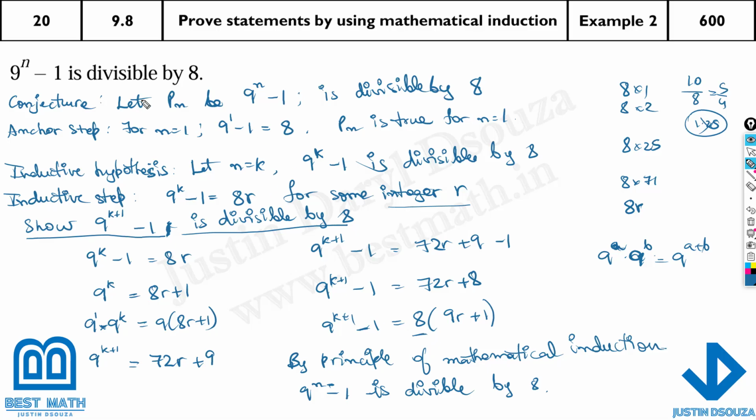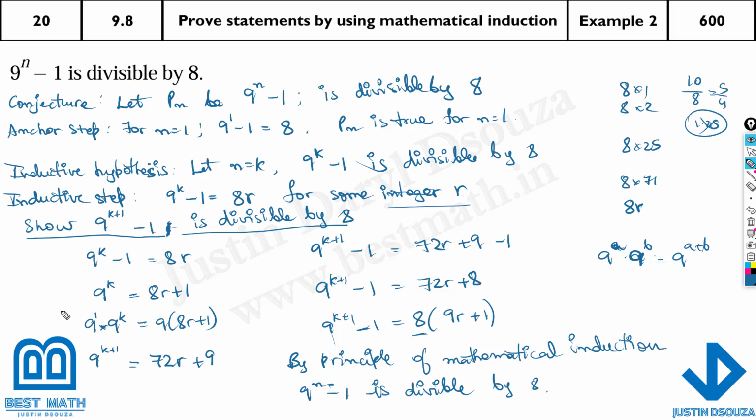Now the most important thing is writing the conjecture, anchor step, induction hypothesis, inductive step. The solving is very, very important. You can write something here, a couple of steps, that's fine. But this solving part is very crucial. And then you just write, by the principle of mathematical induction, this is proven. The question, you just write it out. This is how we solve it.